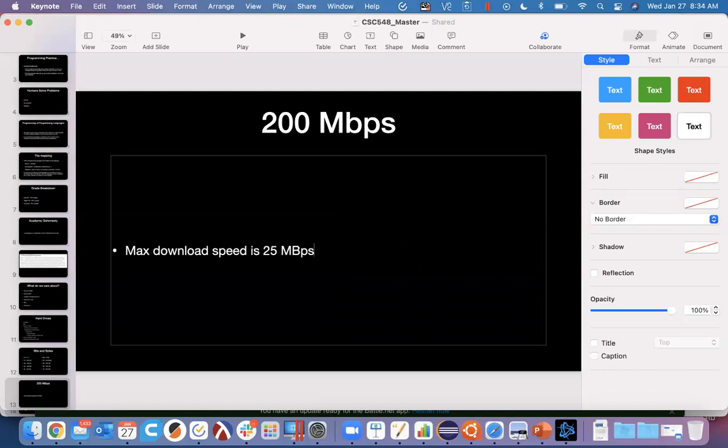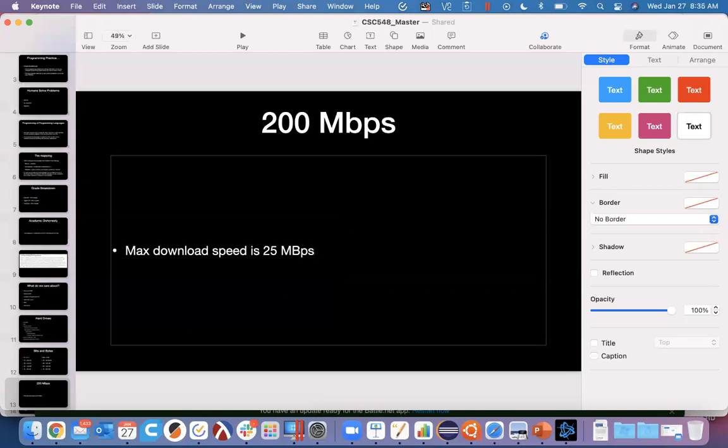Now, do you always get 25 megabytes per second? Nope. Why? What keeps you from getting 25 megabytes per second? I think the network is shared by many people. Okay, well, what if you're the only one? You're the only one in your house, you're the only one in your neighborhood.